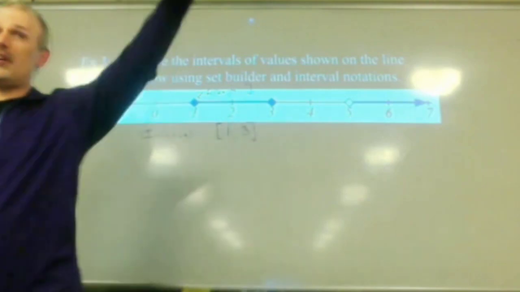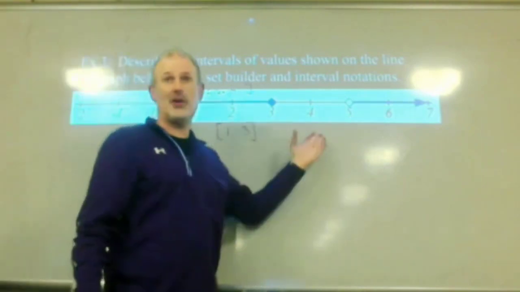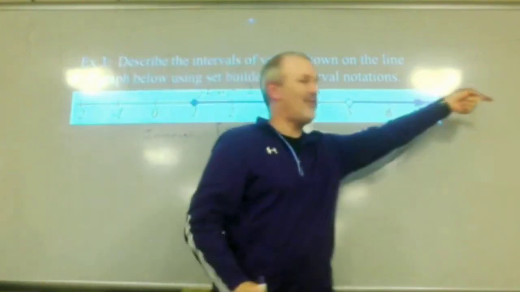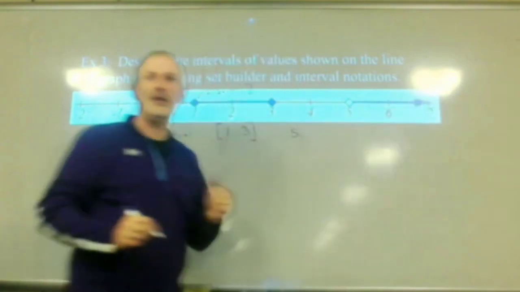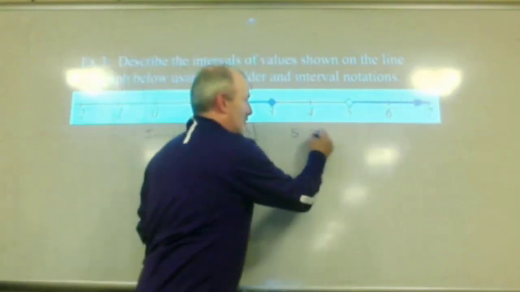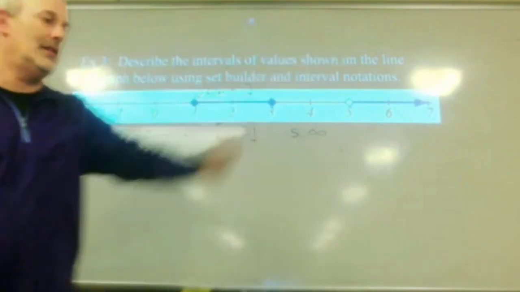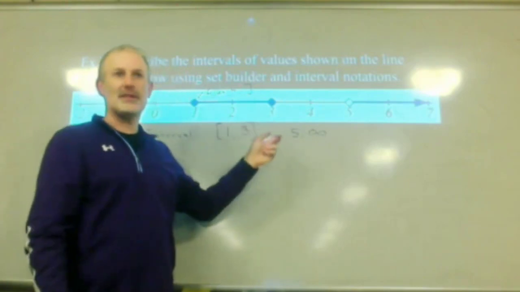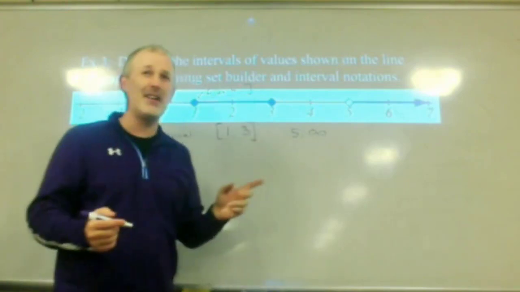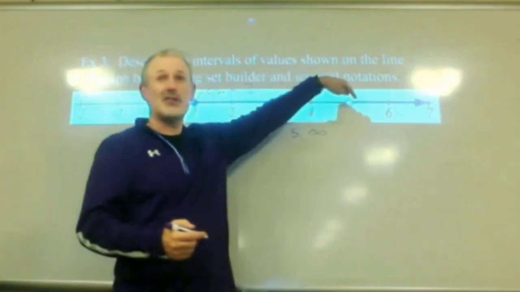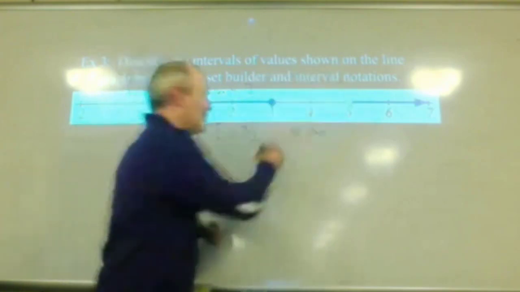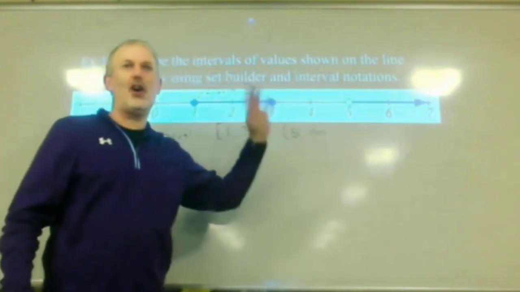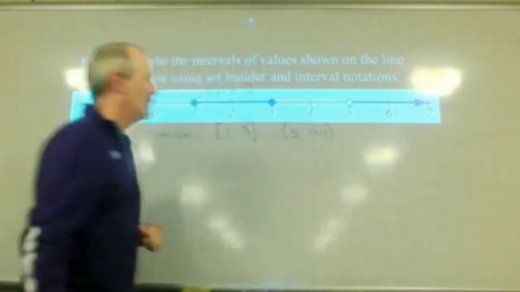But then we want to talk about this other area over here. And what's the lowest value over here? 5. And then because it keeps going forever, what do we put after the comma? Infinity. That means it goes forever in a positive direction. And will the 5 get a bracket or parentheses? Parentheses, and why? The open circle tells you parentheses. It's not included. So parentheses. And what did I say about infinities? They always get parentheses. Okay?